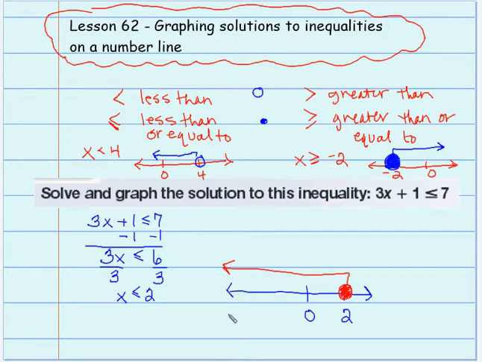And I can always check a point to see if I drew my arrow in the right direction. So I can pick 0. Is 0 less than or equal to 2? Yeah, 0 is less than 2. So I know I drew my arrow in the right direction.